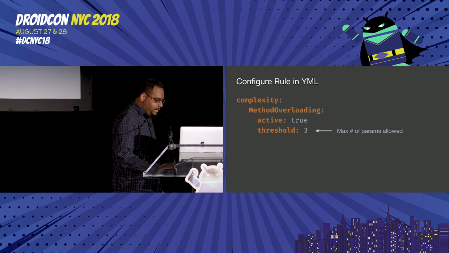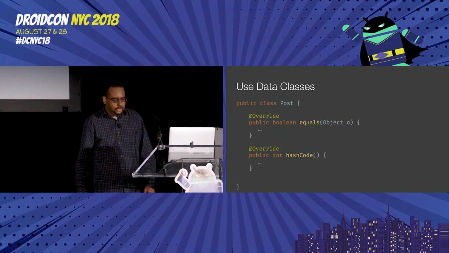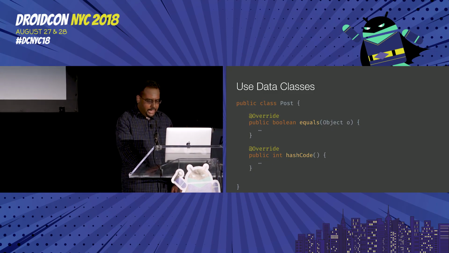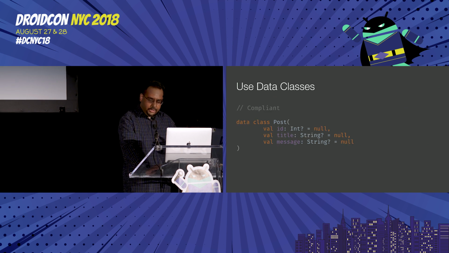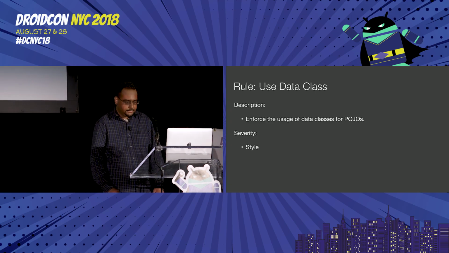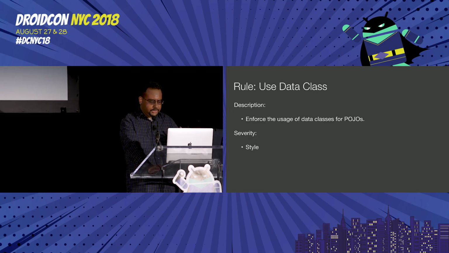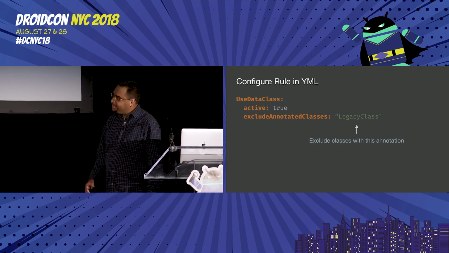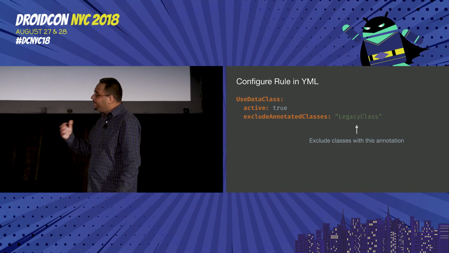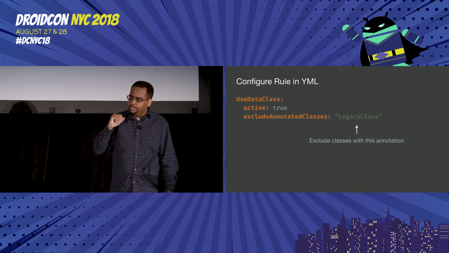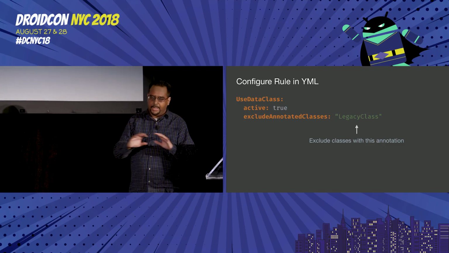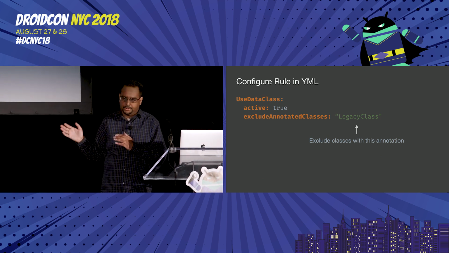Another rule is around data classes. As I showed you earlier, you may have a POJO in Java which has an equals and hashCode. If you convert it, it's going to be a regular class. It should be a data class, right? Because it generates equals and hashCode for you. So there's a rule for this that you can enforce called use data class. This falls under the style rule set. I could turn it on in my YAML file like this, and there's an additional configuration. If I annotate my class with a legacy class annotation or any other type of annotation, the rule will exclude that class from inspection when it goes to check for this rule.